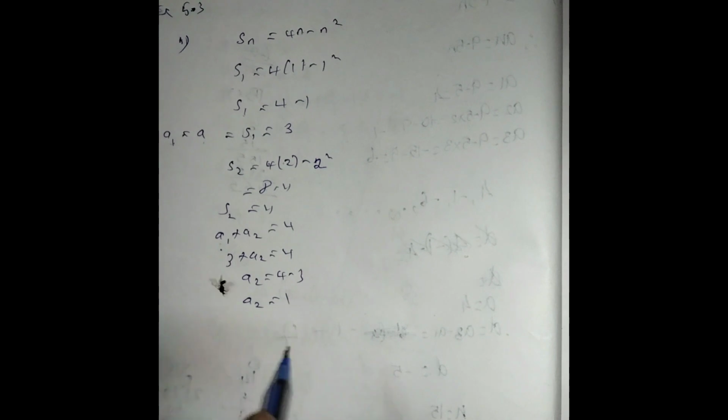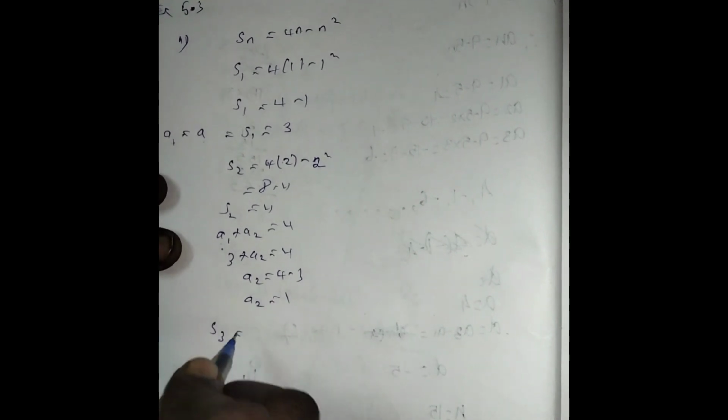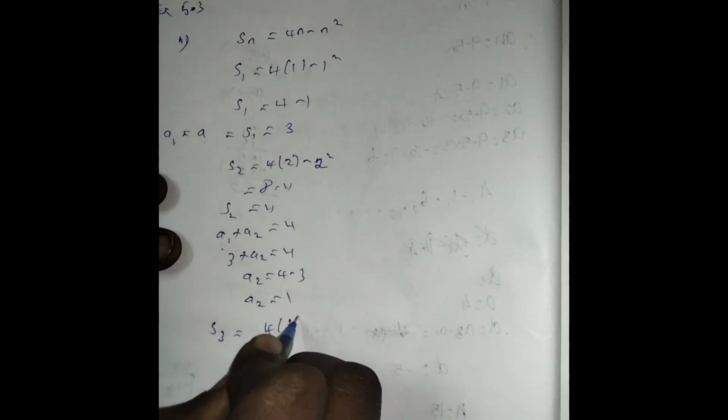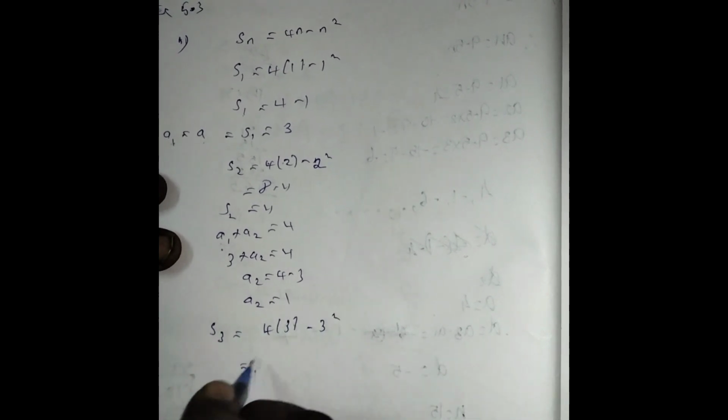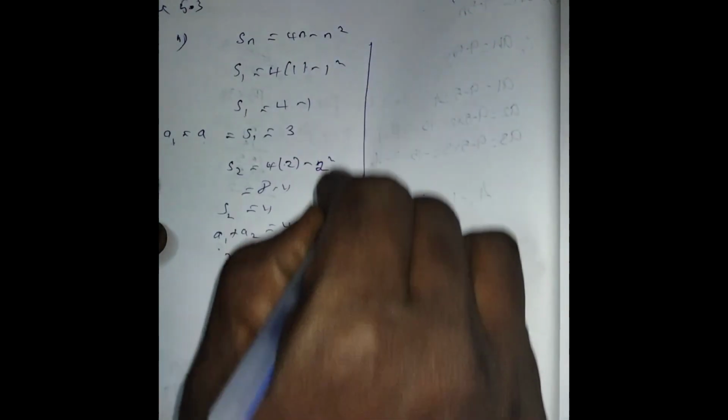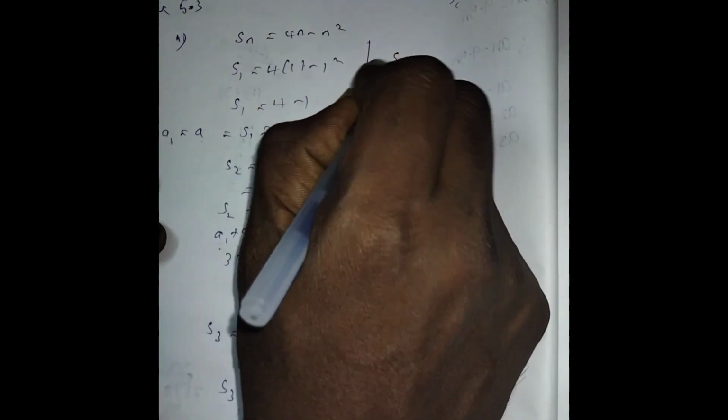Like that you are able to find. They asked to find similarly the third term and 10th term also. So how to find the third term? S3. That means 4 into 3 minus 3 squared. So 4 threes are 12, minus 9, it becomes 3. S3 is 3. So S3 equals 3.